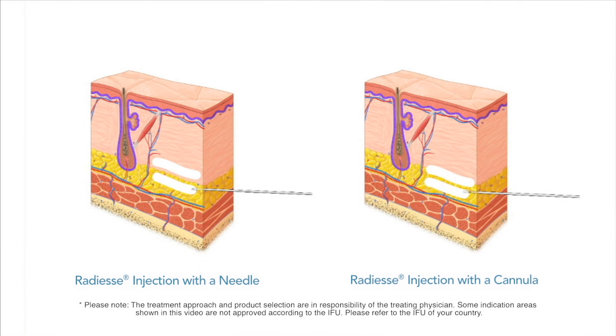Radiesse's retrotracing injection with a needle or cannula is suitable for all common techniques. The fanned technique, which, by changing the direction of the needle or cannula without removing its end from the skin, allows to treat large areas from a single insertion point.